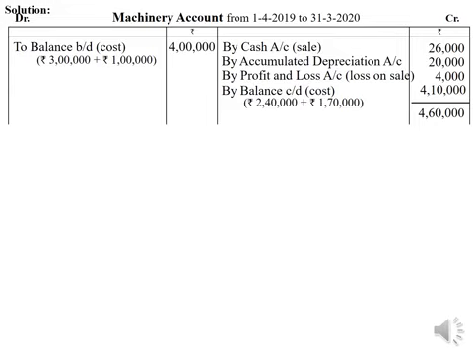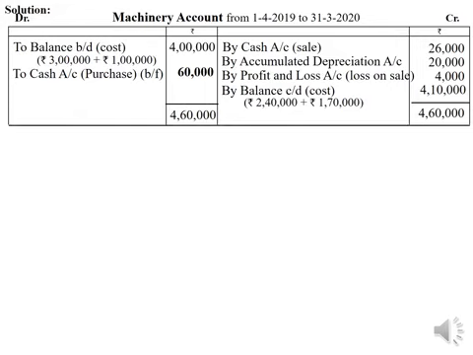Balance the account. 4,60,000 on credit side is the highest amount. Then transfer it on to debit side. Find the balance. It is 60,000. That 60,000 is to be treated as purchases made during the year. So the transaction has to be entered as to cash account, purchases, balancing figure.